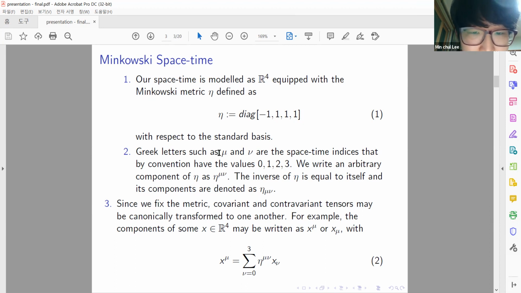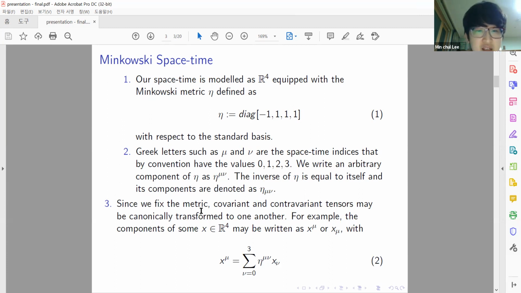Also, Greek letters such as mu and nu are the space-time indices that by convention have the values 0, 1, 2, 3. So -1 corresponds to the value 0, and the spatial indices 1 to 3 correspond to the spatial metric 1, 2, 3. And we write an arbitrary component of eta as eta mu nu. Note that mu nu are superscripts. The inverse of eta is equal to itself. Its components are denoted as eta mu nu, where mu nu are subscripts.